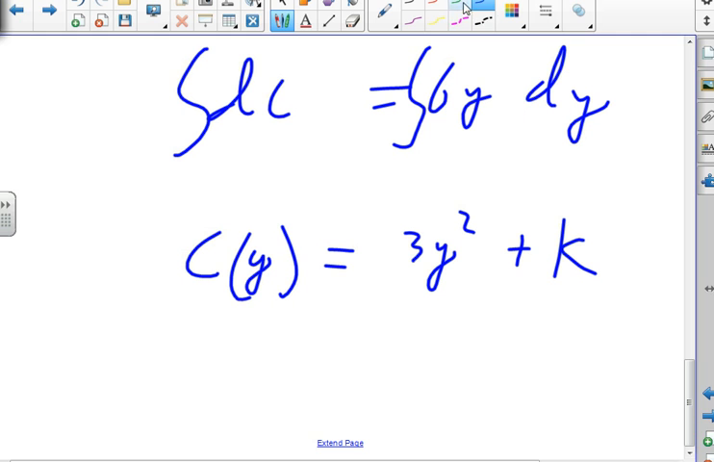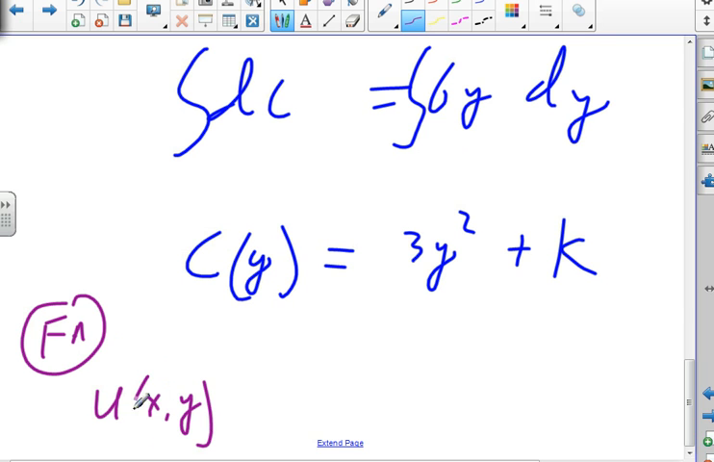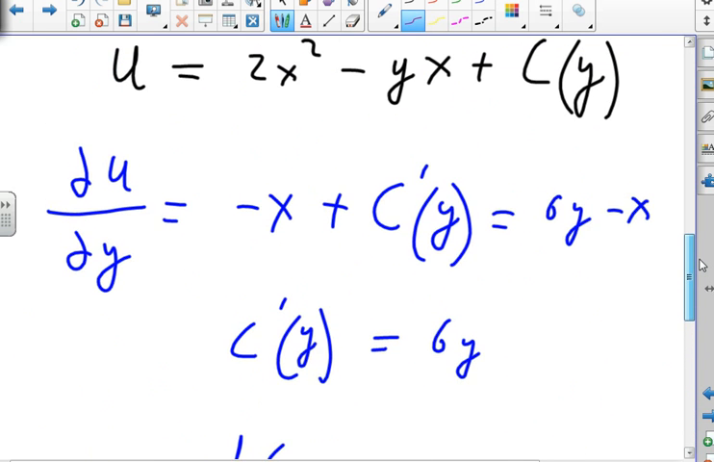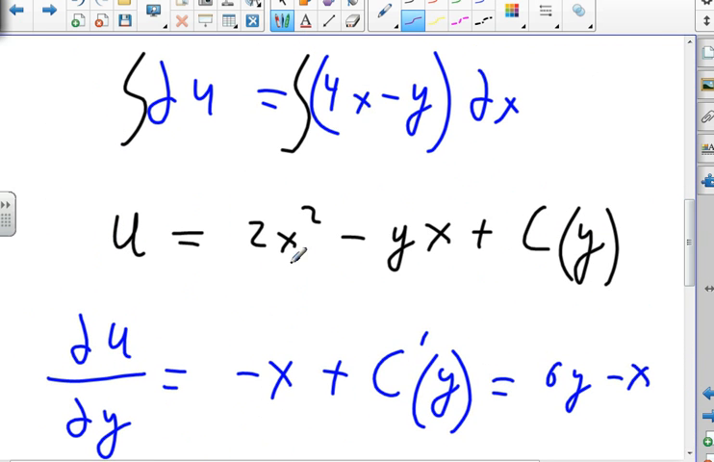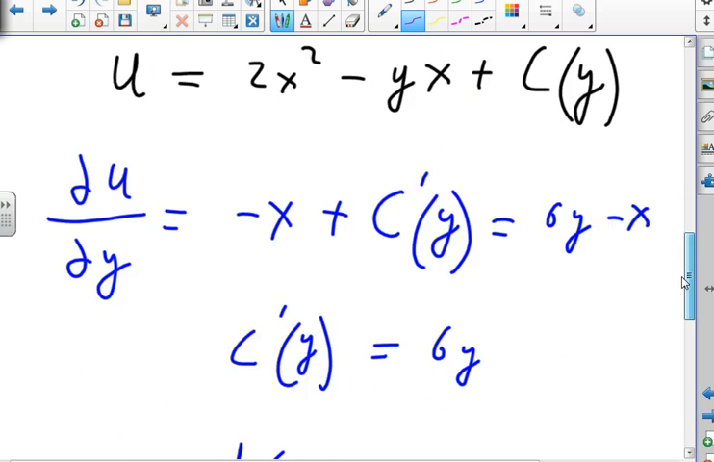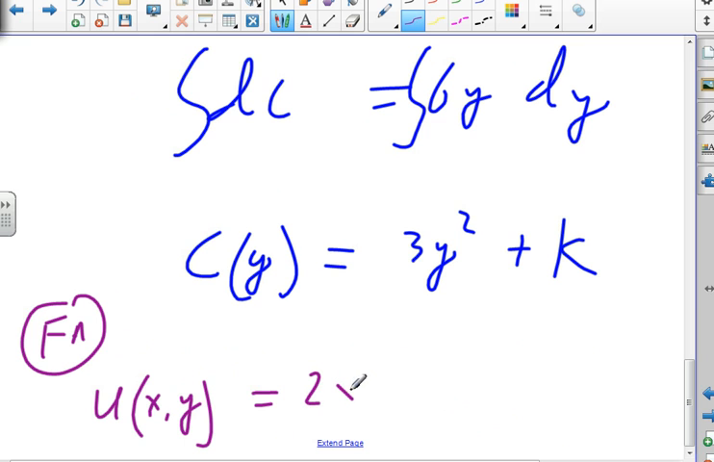Okay, so now I'm going to write down my final answer. Final answer. U of x, y equals 2x squared minus yx plus 3y squared plus k.